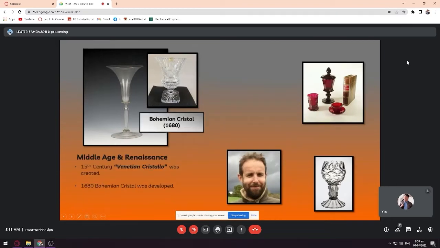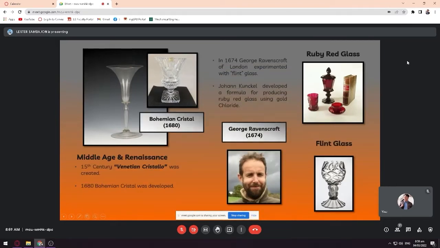Next, let's go on to the Middle Ages and the Renaissance. Now, by the 15th century, Venetians had learned to make a fine rock crystal known as the Venetian Cristallo. So, kung nakikita nyo yung cursor, ito yung example ng Venetian Cristallo. Now, beautiful colored glass and techniques for decoration, such as gilding, also were developed. So, this is used for decorations lang. Now, the Venetian product was exported all over Europe and the Byzantine Empire. Now, by 1680, Bohemian crystal, basically a potash lime glass, was developed.